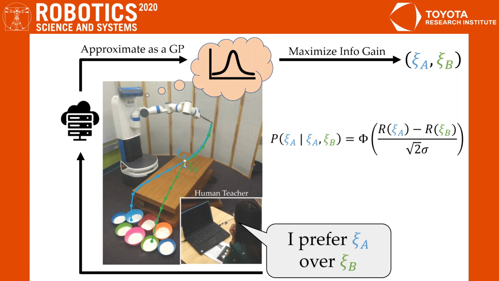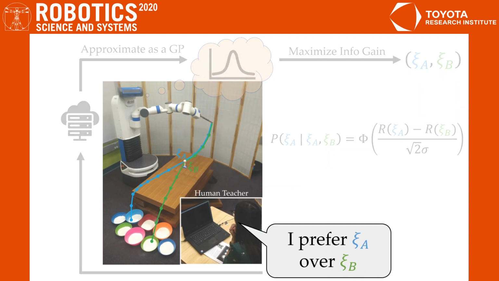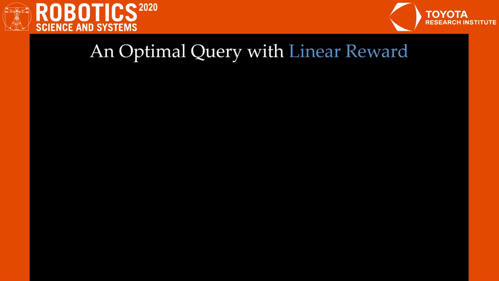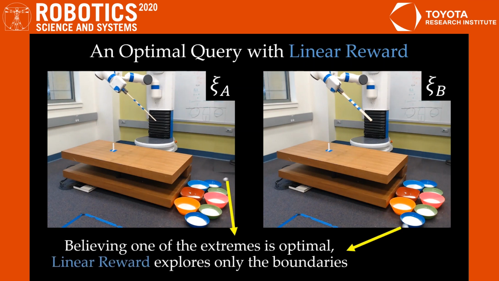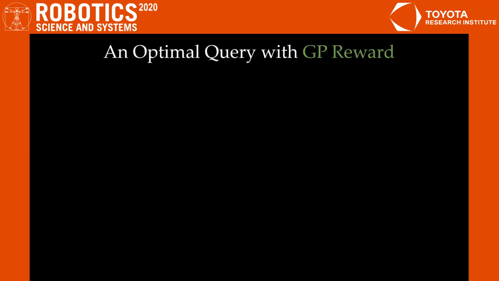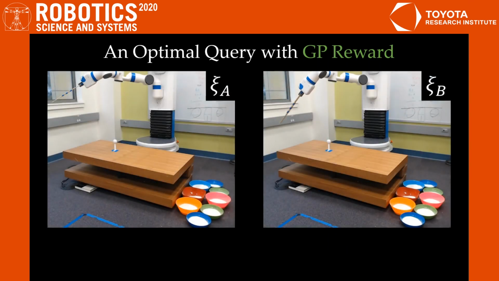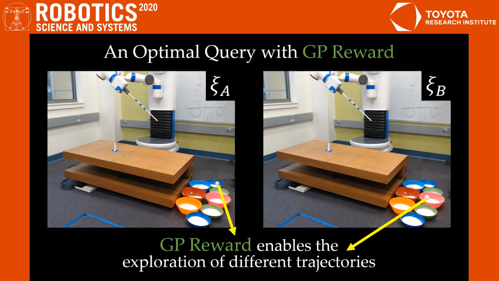Now I want to show you some videos from our user studies. Let's start with looking at some queries made to the user. Here I'm showing you an information optimal query when we model the reward as a linear function of features. As you can see, the robot hits the ball to the boundaries, because it believes one of the extremes must be optimal. However, we can significantly improve expressiveness if we model the reward using a Gaussian process. As you can see in these video clips, the robot can now hit the ball to the different regions. So the GP modeled reward enables the robot to explore a broader range of trajectories.